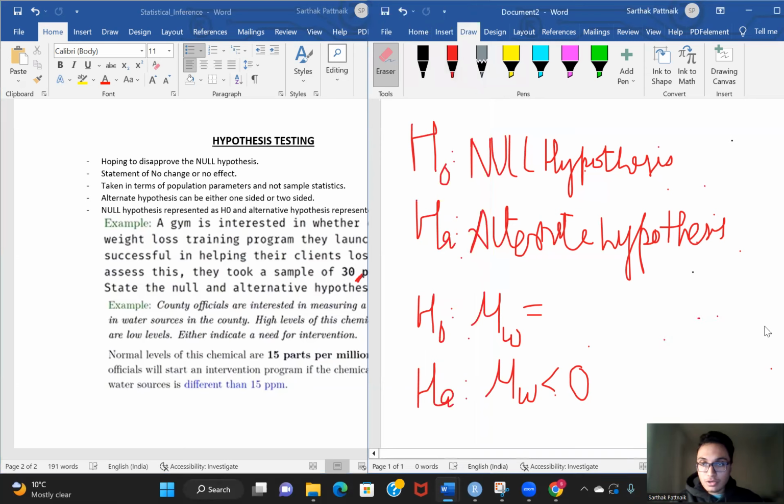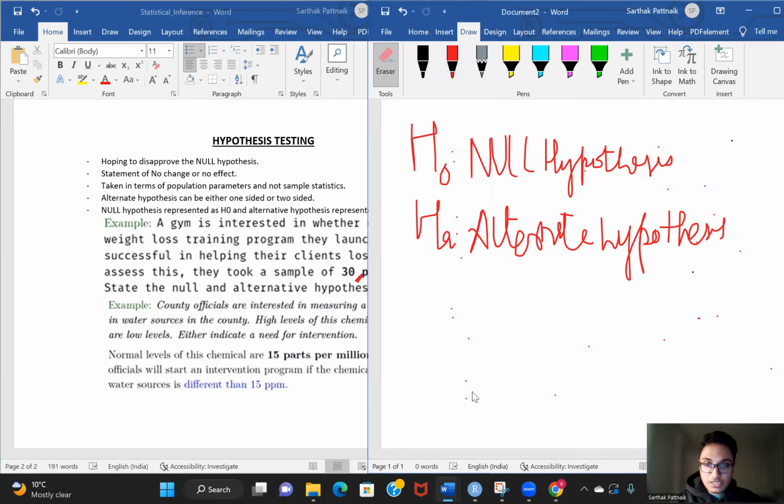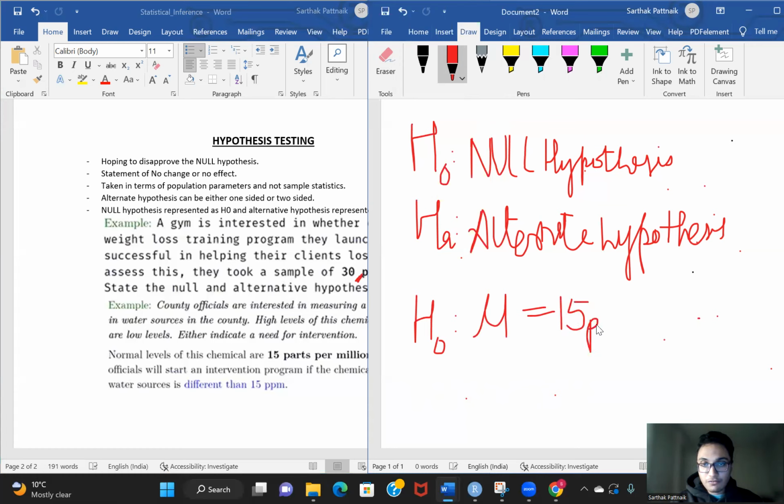So for this case, if I have to write the null and alternate hypothesis, this is actually a two-sided hypothesis test. So here, my null hypothesis will be the average concentration is 15 parts per million. And my alternate hypothesis will be my mean chemical concentration is not equal to 15 parts per million.